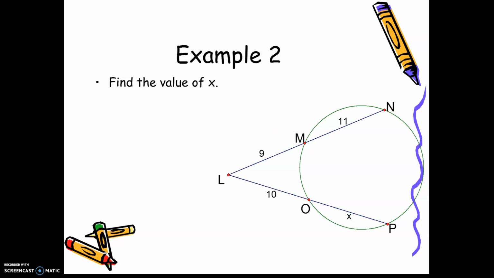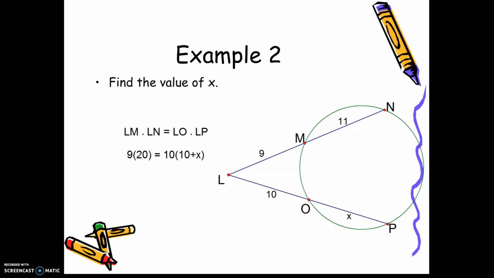Example 2. Find the value of x. So here's where we have two secants that intersect at point L outside the circle. So it's going to be the outside part 9 times the whole thing, which is going to be 9 plus 11 is 20.